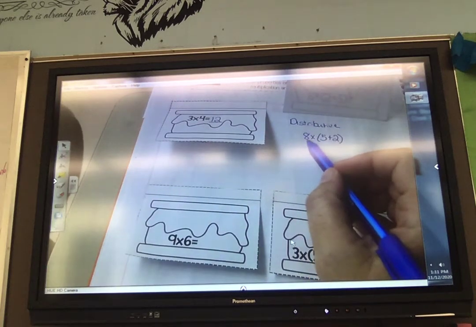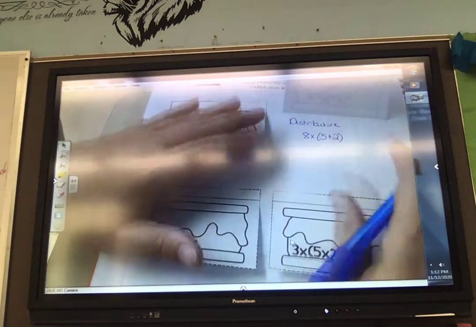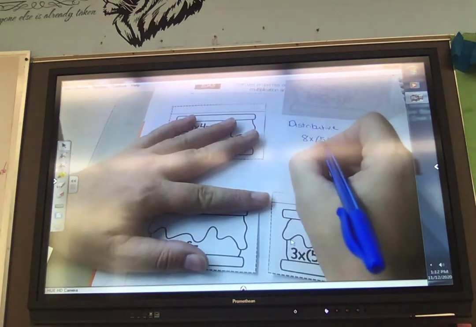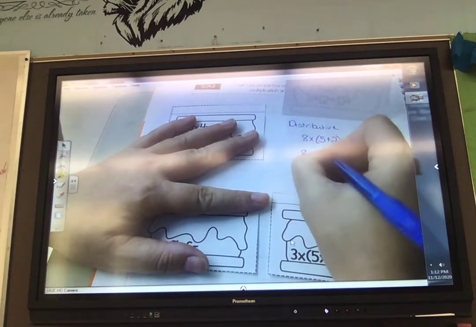So when we distribute, what we've got to remember is we've got to give everybody the same amount. So the number that we're distributing is the 8, because 8 is on the outside of this parentheses. So that means we're going to be giving 8 to the 5. So we're going to need to say 8 times 5.